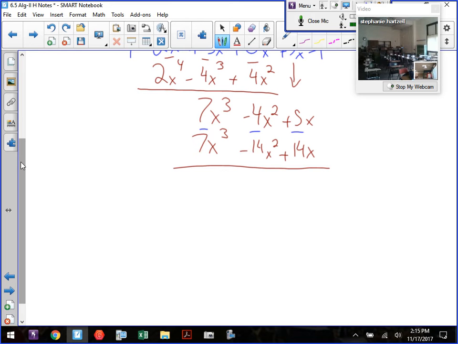Subtract them all out. You get negative 4 minus negative 14, you get 10x.